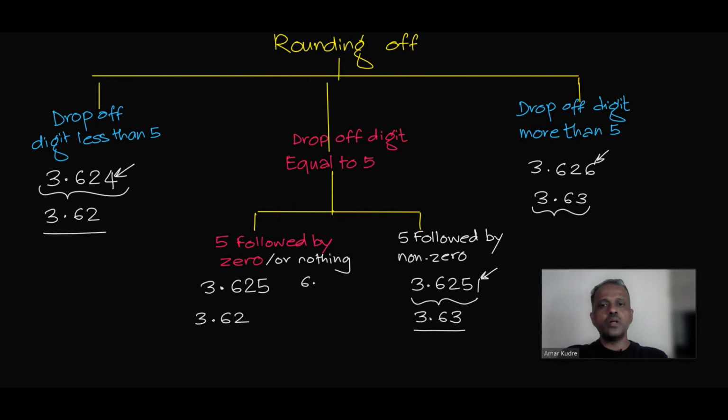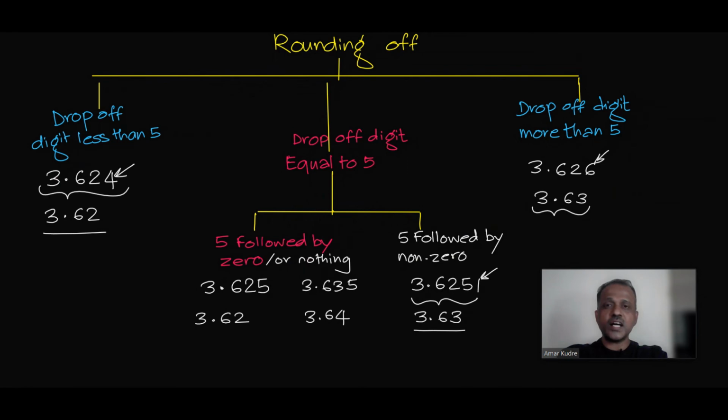Now supposing the number would have been 3.635. Here the digit preceding 5 is an odd number. In the case of an odd number we have to increase the preceding digit by 1. So here the rounding off will be 3.64. I hope you are clear with this, and you are clear with the rules for rounding off.